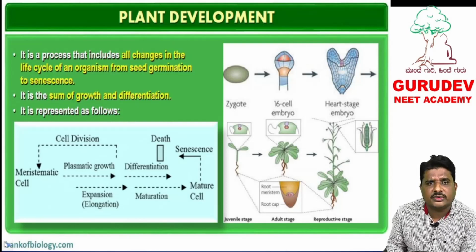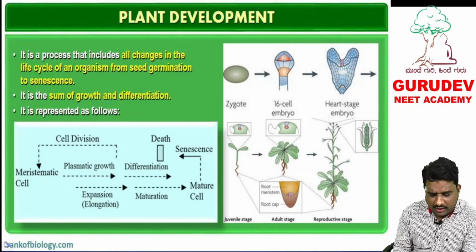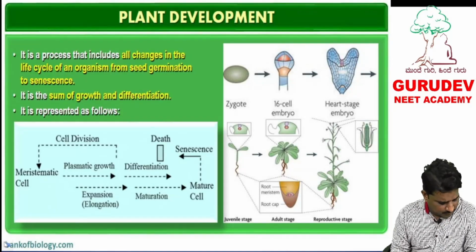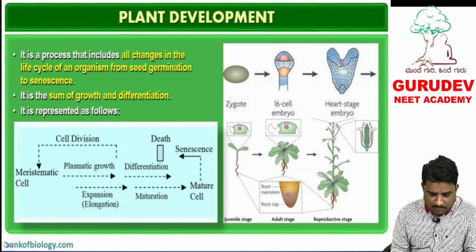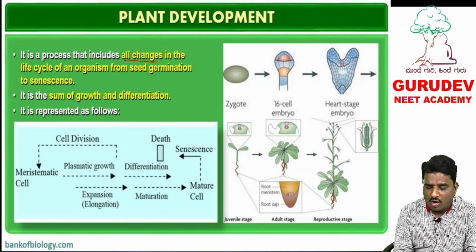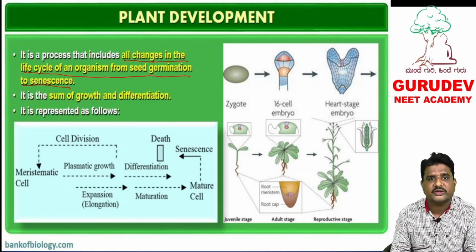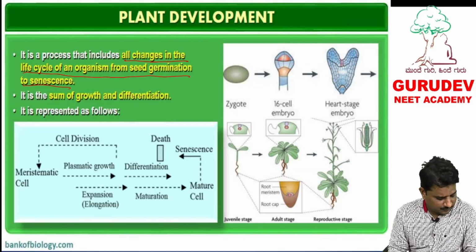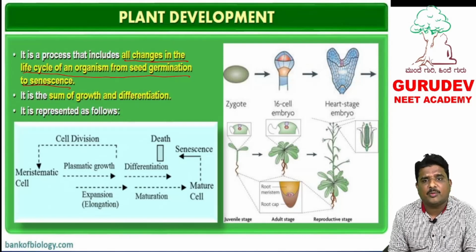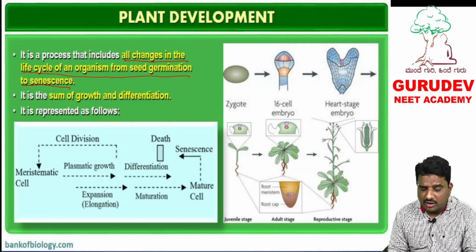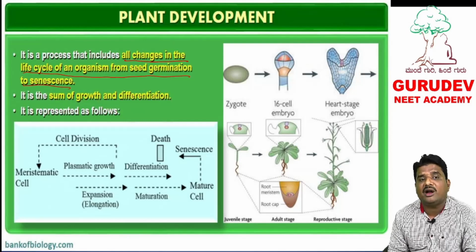What is the name of that concept? It is called plant development. What is the plant development process? The process includes all the changes in the life cycle of an organism from seed germination up to senescence, that means the death of the plant. Whatever changes take place in the organism up to that point are called development.